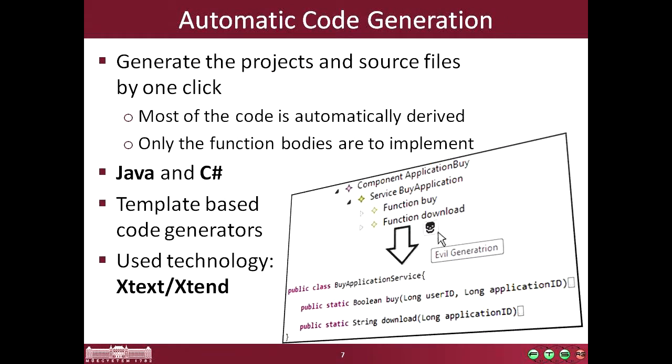When the design is finished, the developer may initiate an automatic code generation process by a simple click on a button. We have put great care into this generation. All of the projects and source files are created for multiple platforms. Only the business logic of the services needs to be implemented. In the long run, this investment greatly increased our productivity. For this task, we used the Xtend template-based code generator.